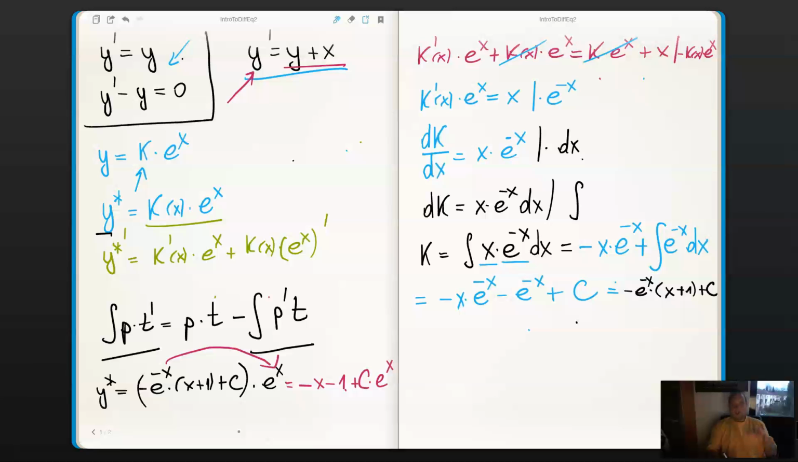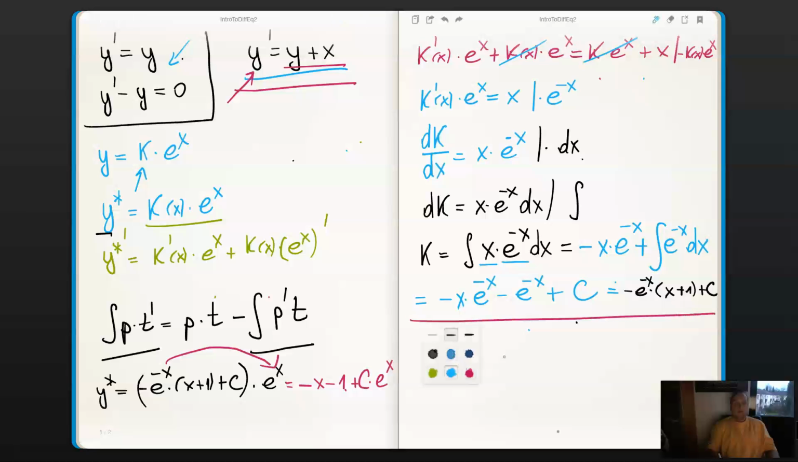How can we always check whether our solution of the differential equation is correct or not? Well, we have to check the equation. We want to solve this one. So y prime, what is y star prime now? That would be the left-hand side of the equation. As you can see, this would be minus x minus 1, whose derivative is minus 1, plus c times e to the power of x. That would be the left-hand side.